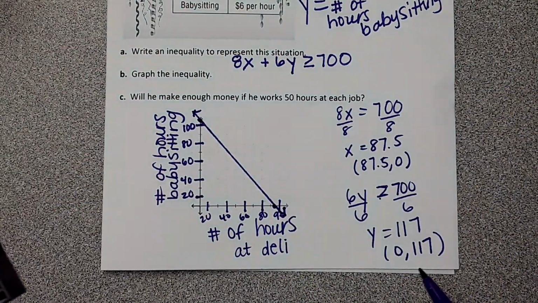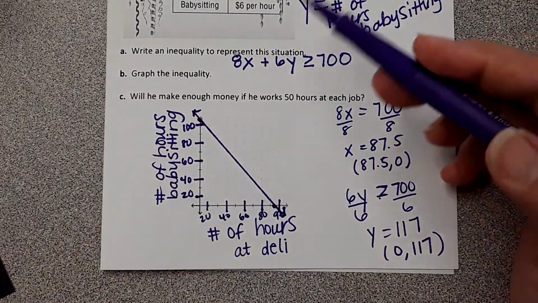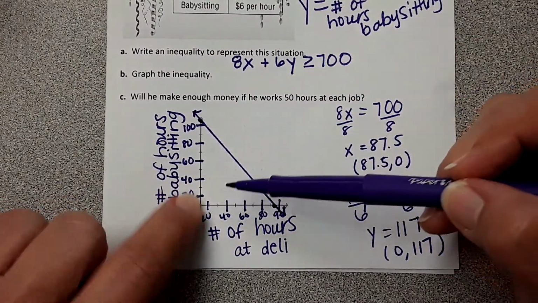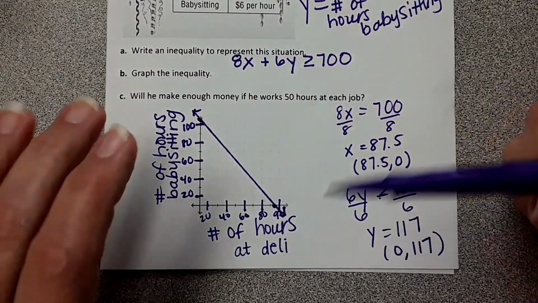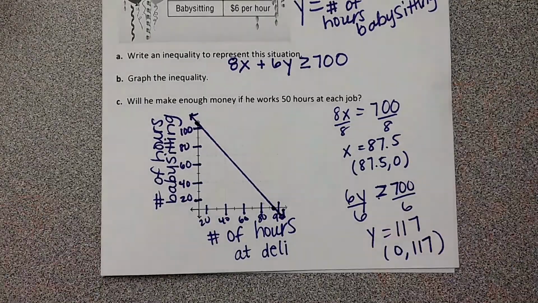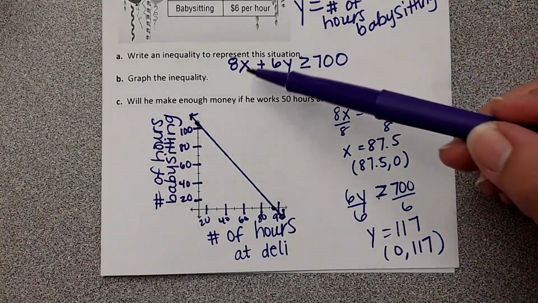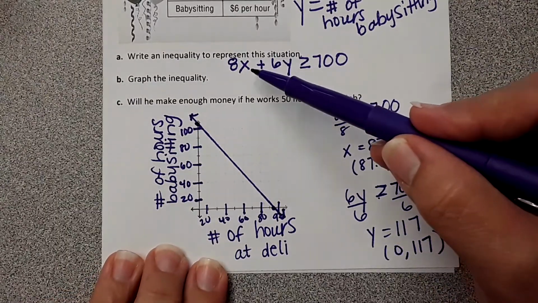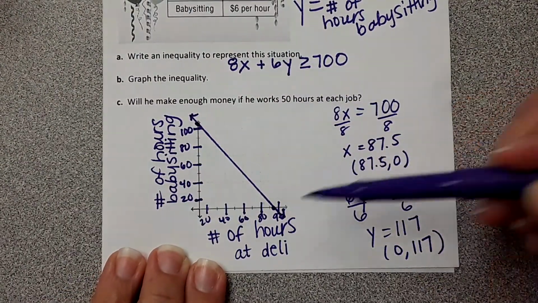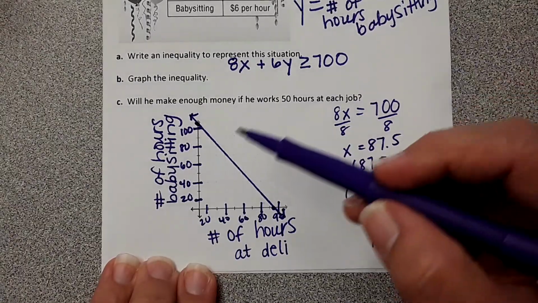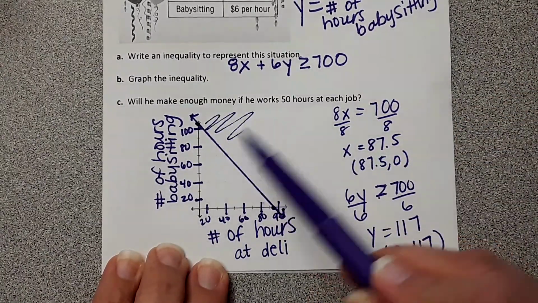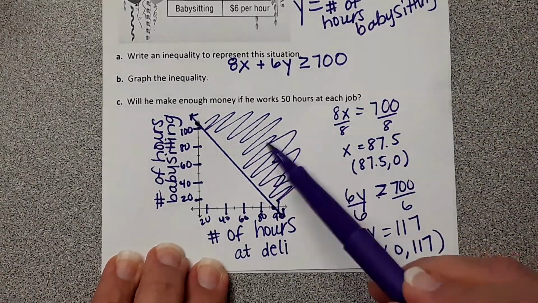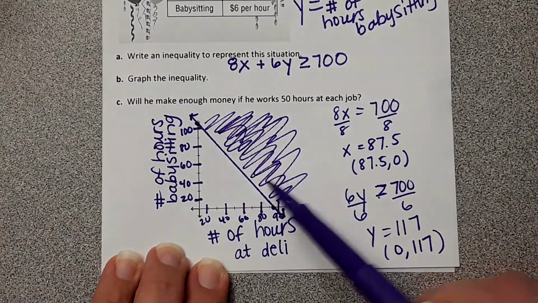And then we would test 0, 0. 0, 0's down here. Notice we didn't go in the negative, you guys, because we're talking about money. We can't be negative in money. Is 0 greater than 700? So I plugged in 0 for X and 0 for Y. I tested it just like I tested all my other ones. It's not true. So we're going to shade here. Okay, so that's part B.